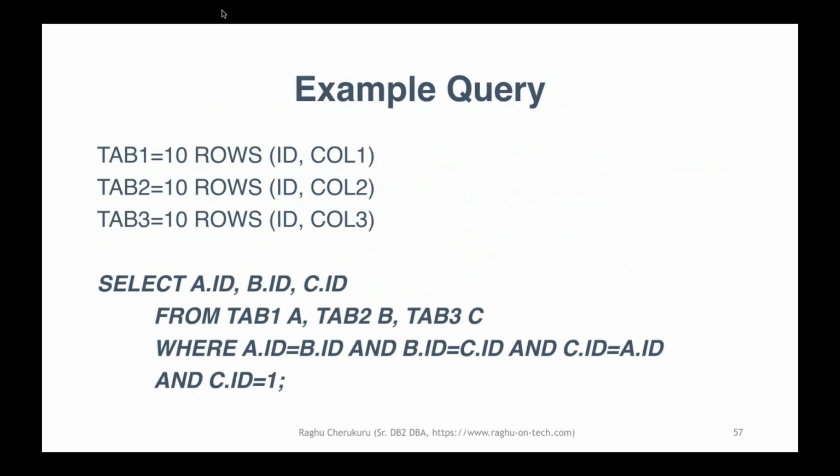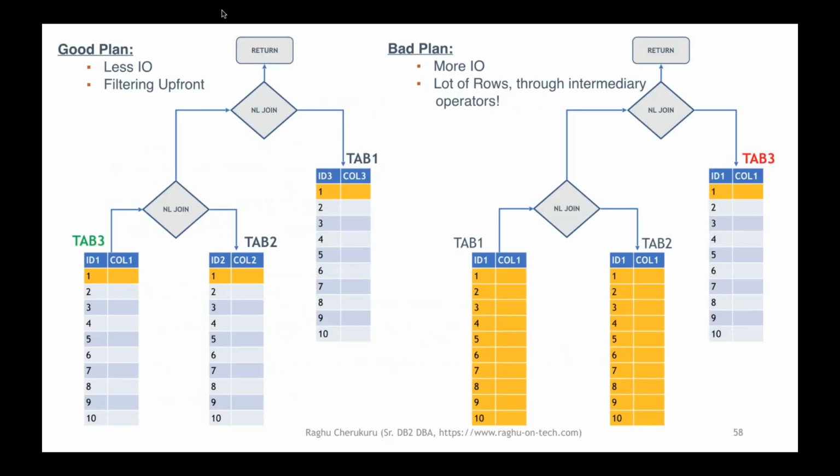So take this example. I basically have 3 tables. I'm selecting from 3 tables, tab 1, tab 2, and tab 3, joining on the ID column, and I have some character data on the second column. Basically, see how I'm filtering on ID equal to 1 on the third table, which is tab 3, which is like correlation MSC. So this is how a good plan should look, and this is how a bad plan would look.